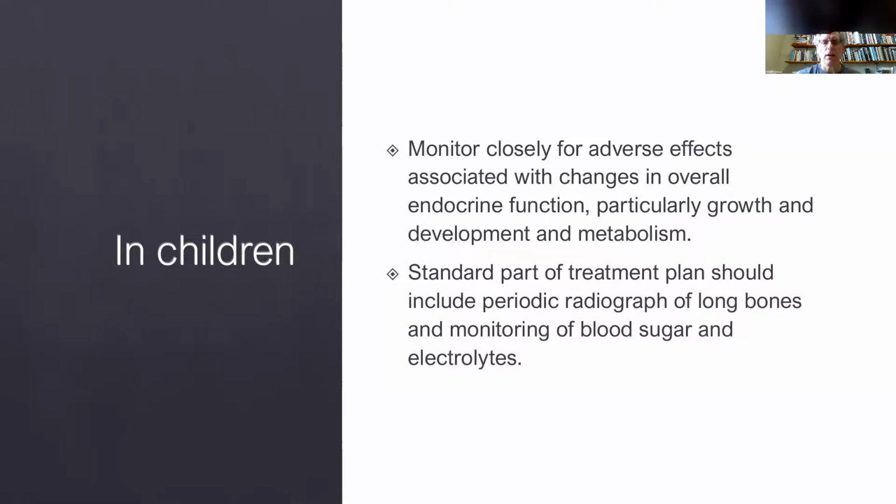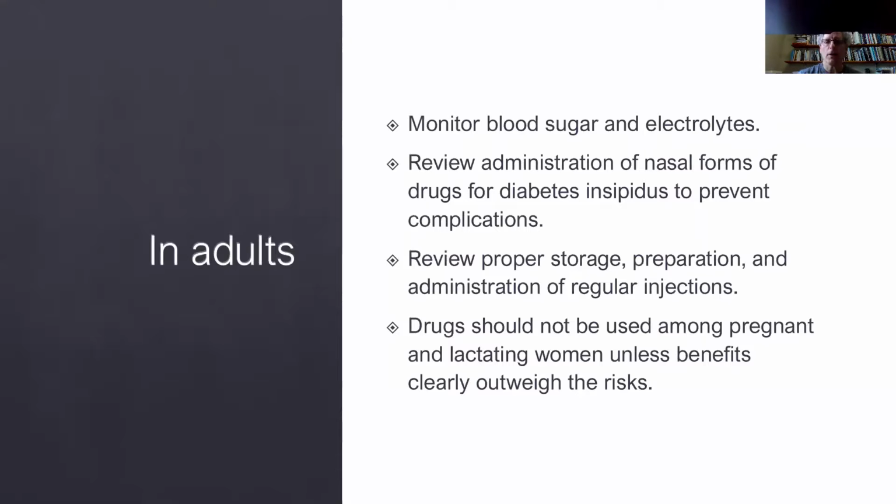So in children, monitor adverse effects related to overall endocrine function, particularly growth and development and metabolism. You should get a radiographic assay and x-ray of the long bones, monitor blood sugar, monitor electrolytes. In adults, monitor blood sugar, monitor electrolytes.